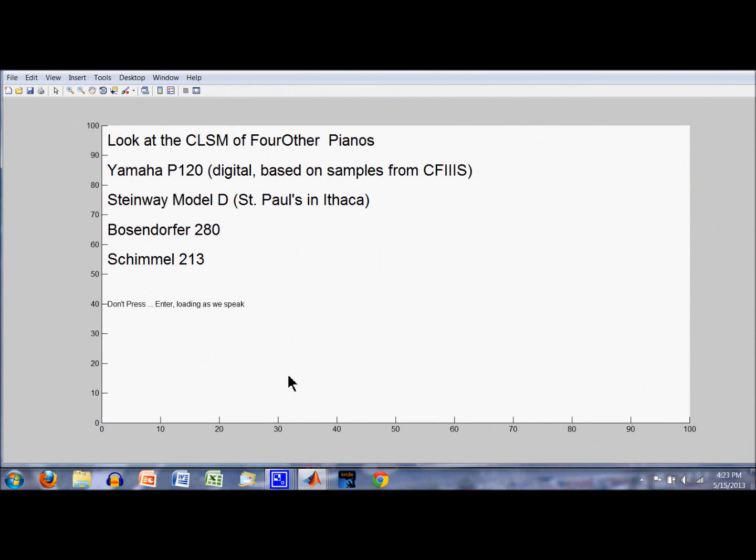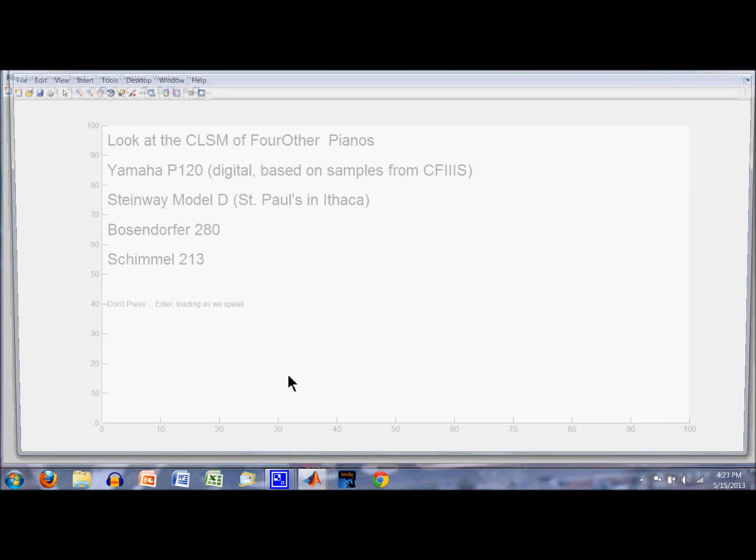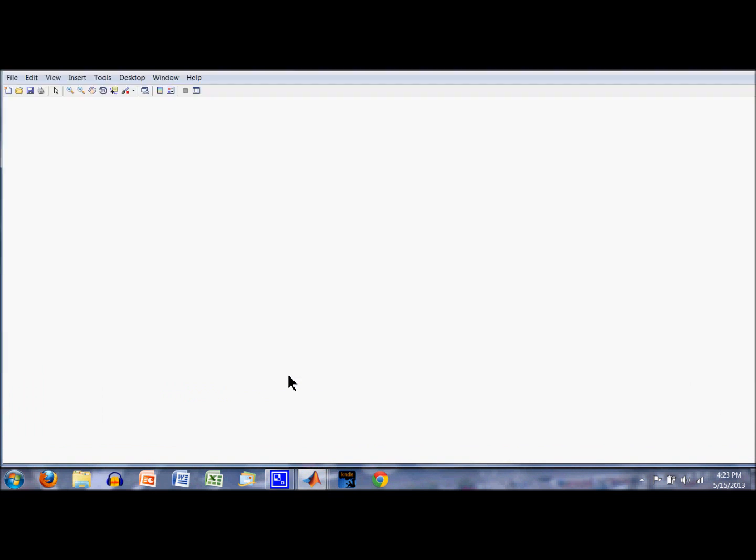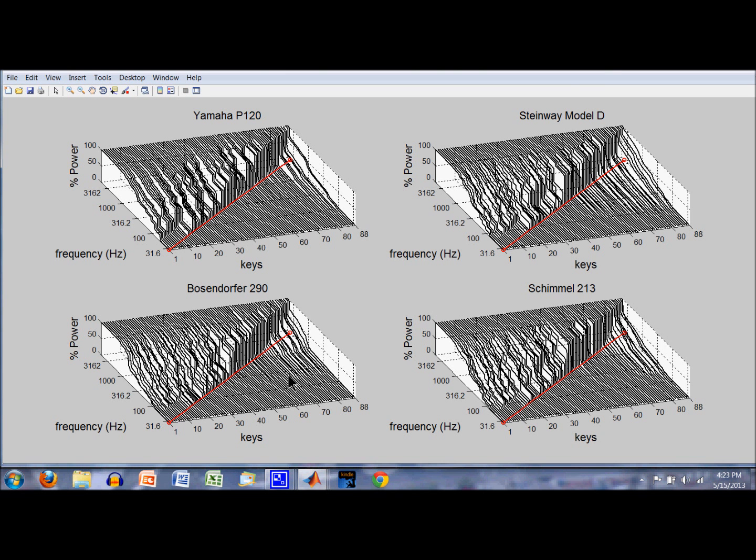Now we also can look at other pianos. There's 4 other ones that I've looked at. They're loading right now. Here they come. Okay, here's the Yamaha P120, which is a digital piano. You can see there's on this particular piano there appears to be a lot less hammer knock, but that was because I used the earphones output of the piano when I collected this data. So it wouldn't, by definition, hear the action noise.